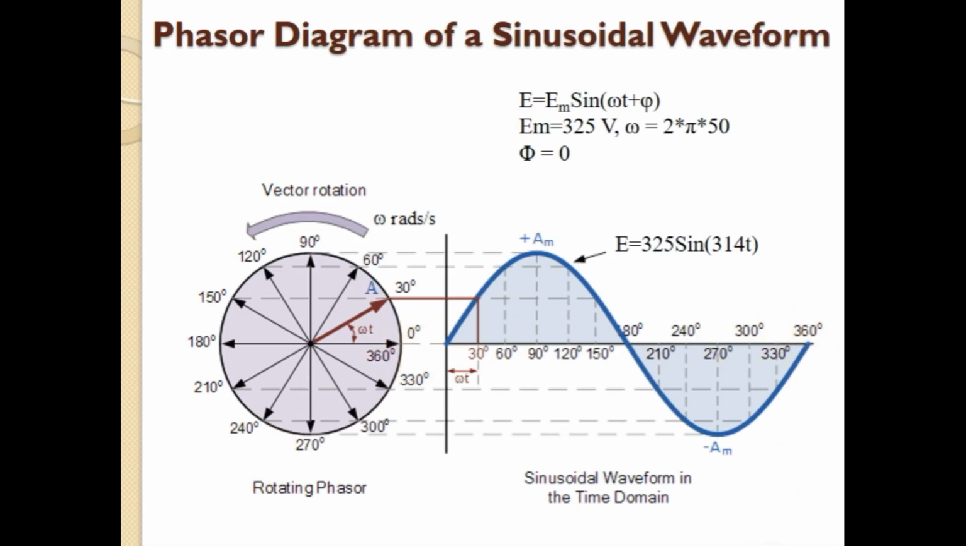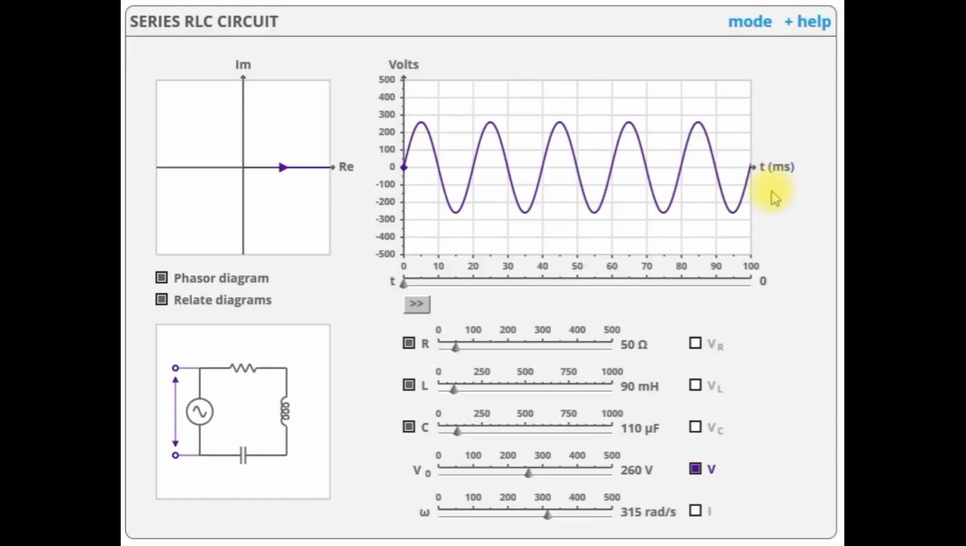Now let us see an animation corresponding to this to make the picture clear. In this simulation, you can see that a sinusoidal voltage of maximum value 260 volt is considered. I have taken it randomly, and on the x-axis, time in millisecond is plotted. So for a 50 Hz signal, corresponding to 10 milliseconds, the angle will be pi radians, and for 20 milliseconds, it will be 2 pi radians.